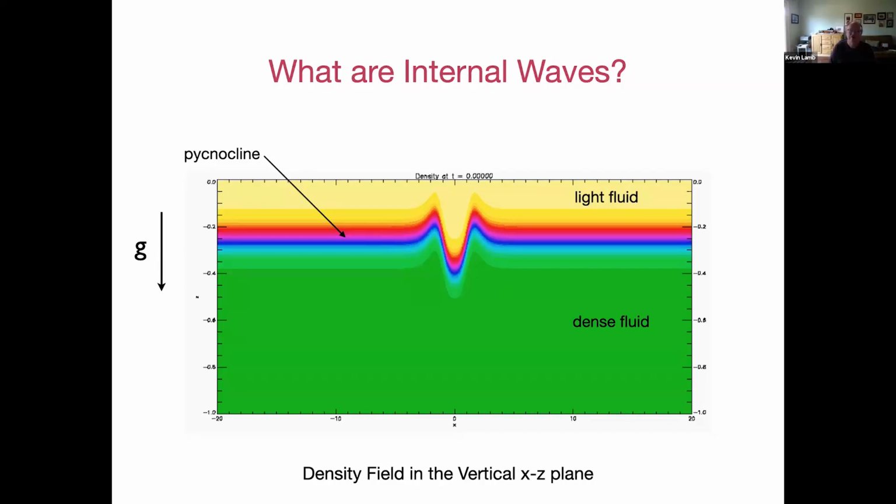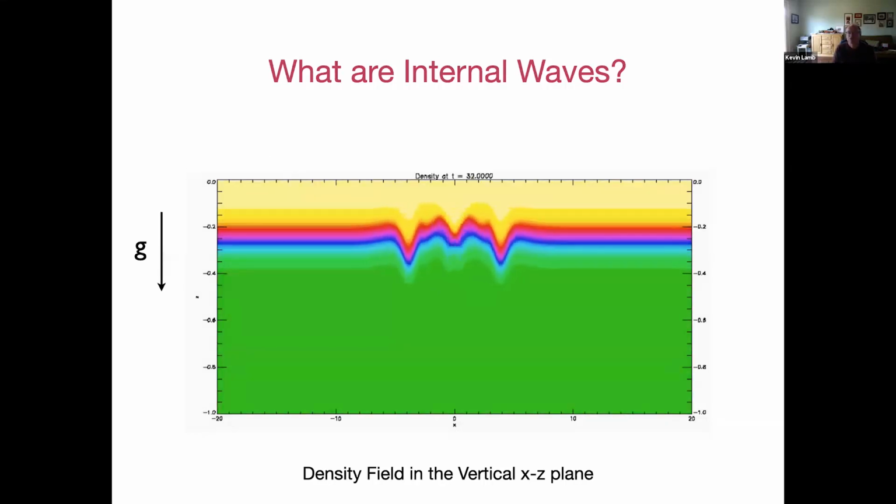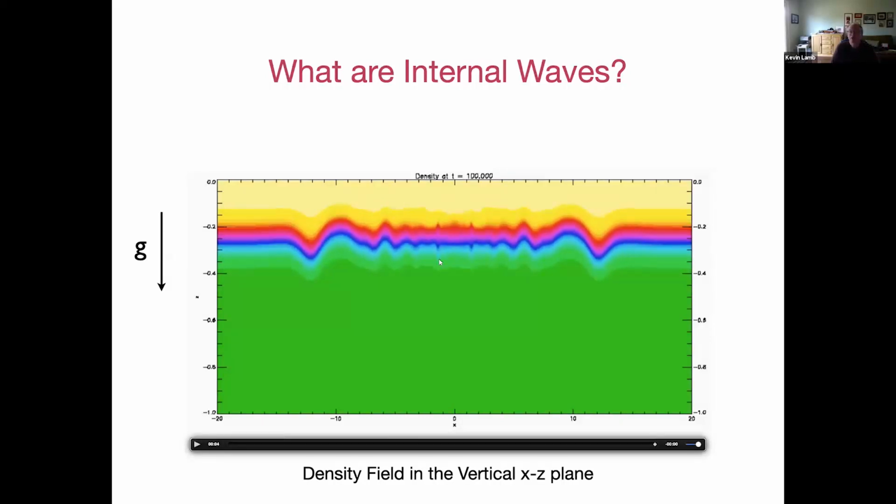Okay, and so we've got gravity acting down, and the gravitational restoring forces acting on the vertically displaced fluid are what drive the waves. So here I've perturbed the pycnocline. It's pushed down in the center. It's being pushed up to either side, right? And if we release it, you see you've got several waves propagating away. And the leading waves are mode 1 solitary waves.